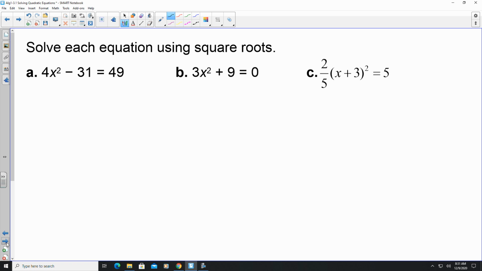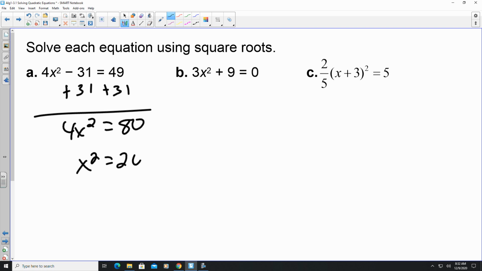Here they want you to solve the equation using square roots. We can because there is no x value for a and b. So I can simply add 31 to both sides. Now I got 4x squared is equal to 49 plus 31, which is 80. Divide that by 4, so x squared equals 20. Take the square root of 20.